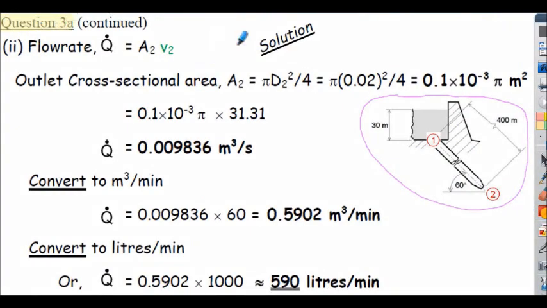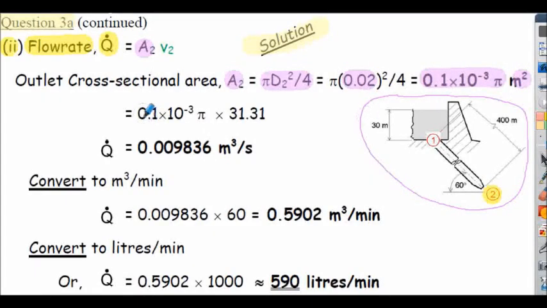Question 3a, solution continued. Part 2, we have to calculate the flow rate, Q dot. To do this, we need to calculate the area of the outlet, station 2 here, and multiply by the velocity at the outlet, V2, which we've calculated on the previous slide. So A2 is calculated from pi d2 squared divided by 4. We're given the diameter in the question. So here's A2 in terms of pi meters squared.